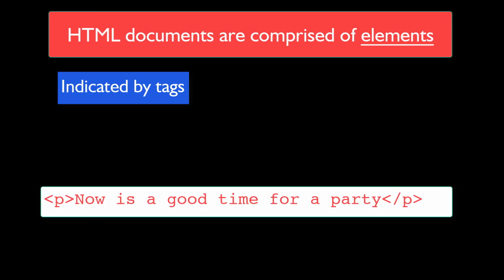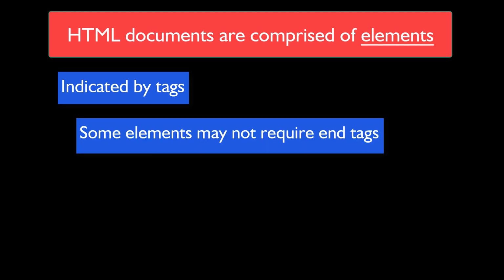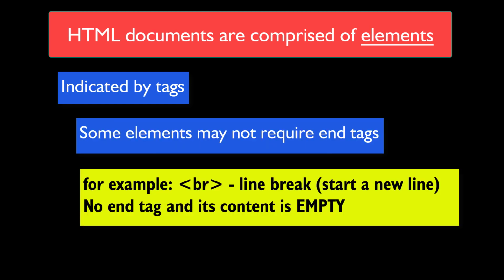Here's an example of a paragraph or P element. Some elements may not require end tags. For example, the BR element is a line break, start a new line. It has no end tag and its content is empty.